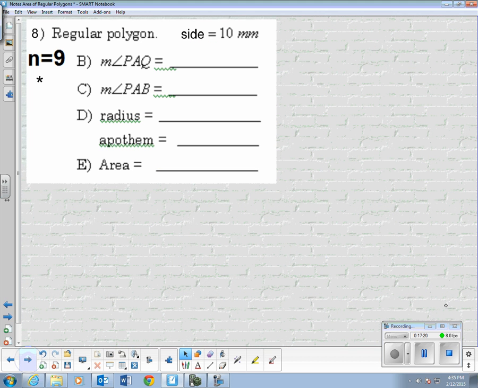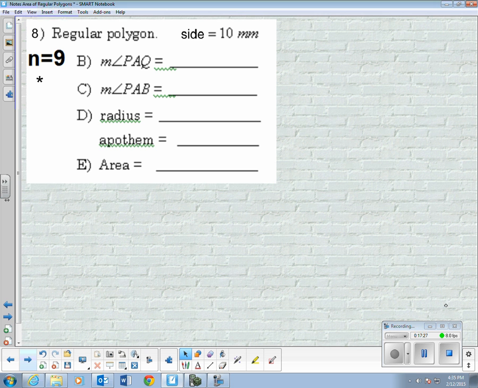All right, here's one for you to do. N is equal to 9 here. Side length's 10 millimeters also. Draw your picture, show all your work. Pause the video. Turn the video on when you want to check your answer.